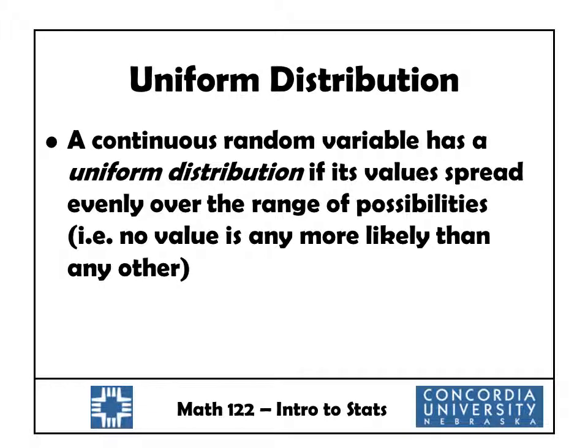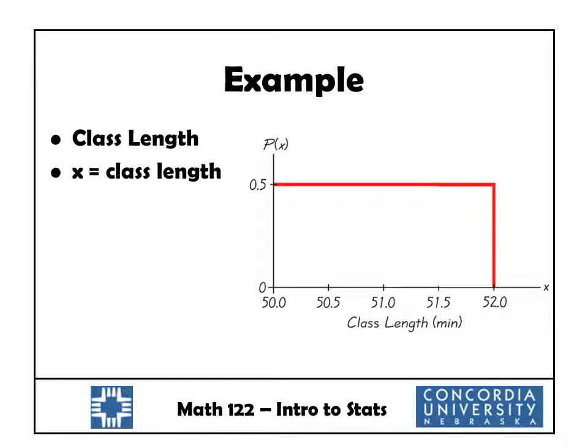The first type of continuous distribution we looked at was the uniform distribution. This is about the simplest of all types. A continuous random variable has a uniform distribution if its values spread evenly over the range of possibilities. So that means that no value is any more or less likely than any other. And the example that we looked at dealt with these classes. The length of the classes were always between 50 and 52 minutes, and we saw that no one time was any more or less likely than any other.